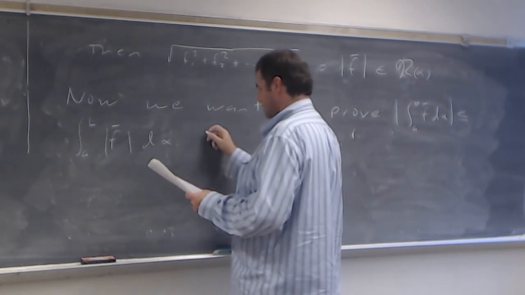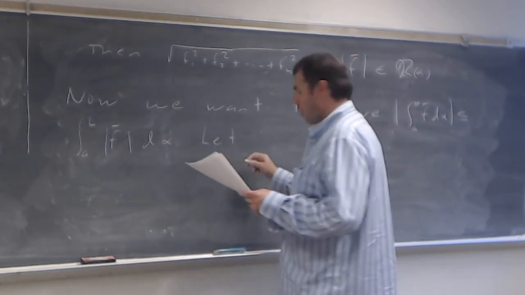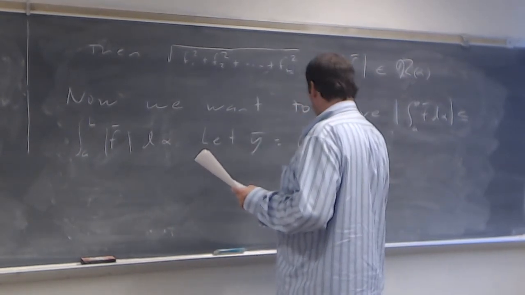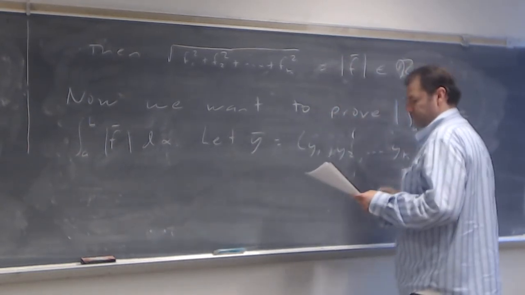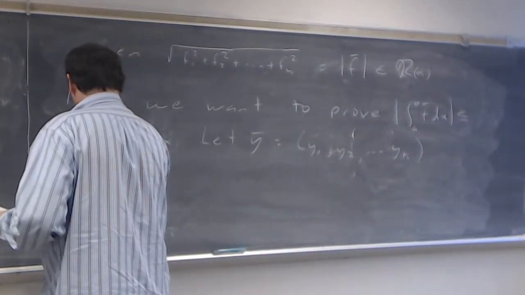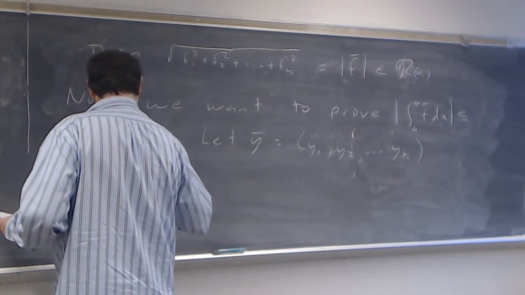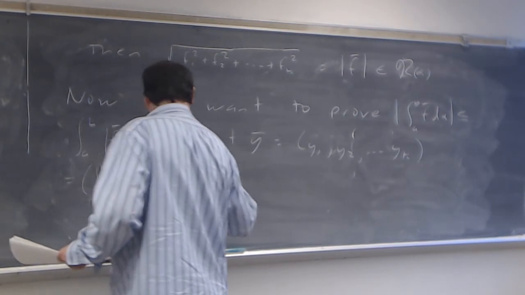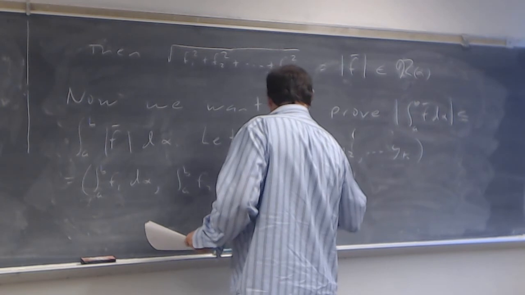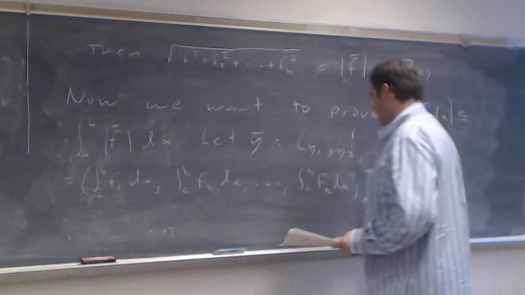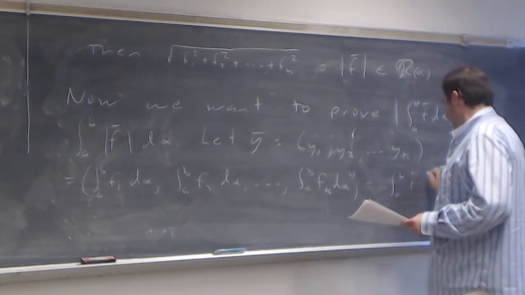So here, to get some notation involved that may simplify the proof, we're going to let y bar be equal to y sub 1, comma, y sub 2, comma, up to y sub k, which is going to be equal to the tuple that is the integral from a to b of f sub 1 d alpha, comma, the integral from a to b of f sub 2 d alpha, all the way up to the integral from a to b of f sub k d alpha, which of course equals the integral from a to b of f bar d alpha.